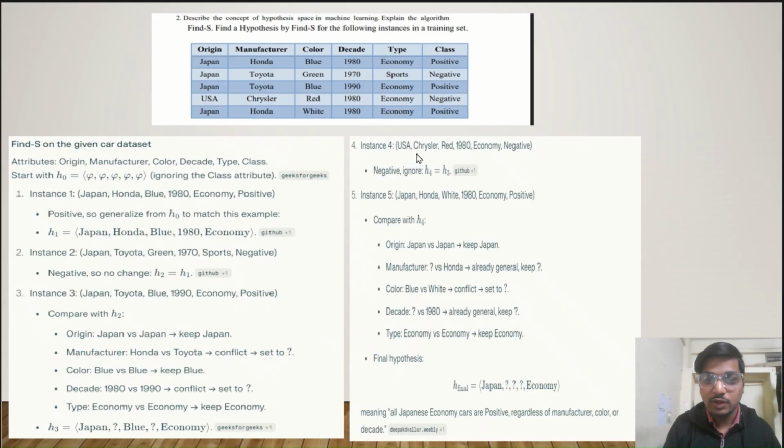Now instance 4, which is USA Chrysler red 1980 economy negative. Since we get negative, we ignore it, so H4 is equal to H3. Then instance 5 gives us Japan Honda white 1980 economy and positive. Then we compare it with H4. Origin is the same, so we keep Japan. Manufacturer is already general, we need not perform anything more. Color blue versus white, conflict, set to question mark. Decade 1980 is already general. Type economy, so we keep economy. The final hypothesis will be H final is equal to Japan, question mark, question mark, question mark, and economy, meaning all Japanese economy cars are positive regardless of manufacturer, color, or decade. Let's move to question number three.